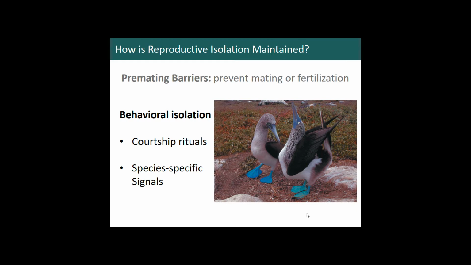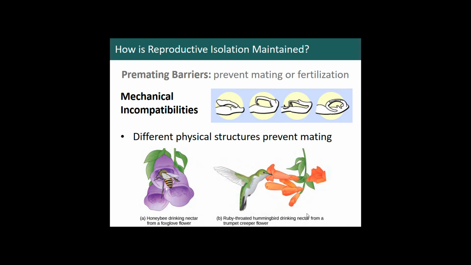So that's a way to keep individuals from accidentally mating with members of the wrong species. Okay. And then we come to mechanical incompatibilities. Mechanical incompatibilities are just what they sound like. The structures don't fit together and therefore mating is not possible. So different physical structures prevent mating from happening.